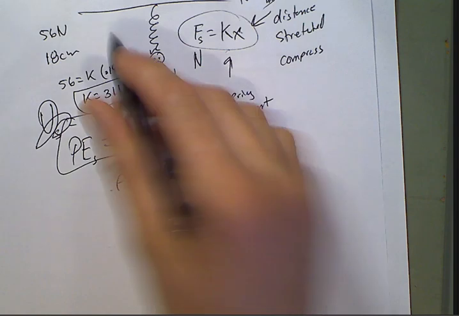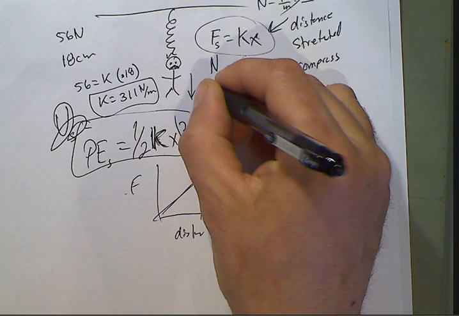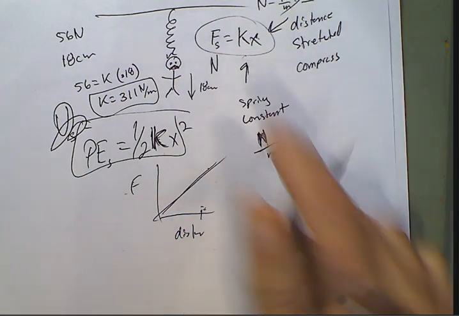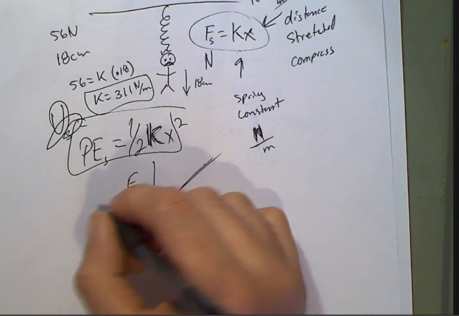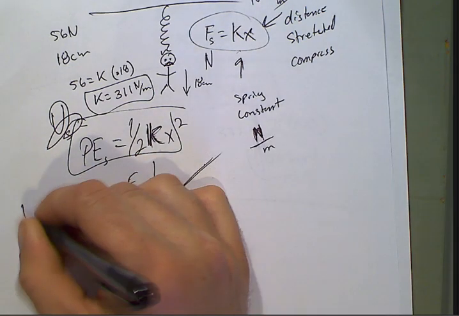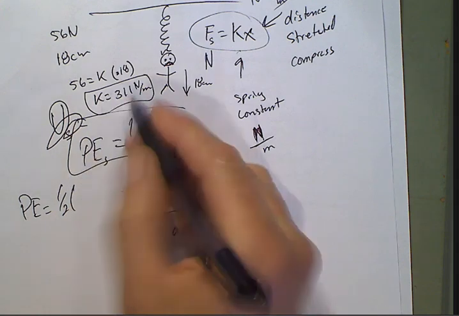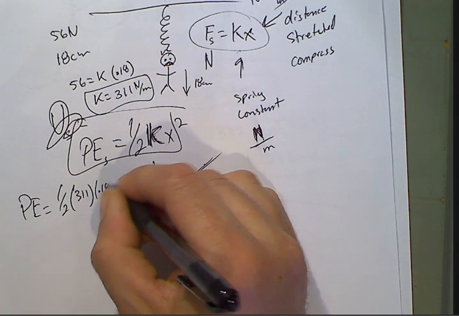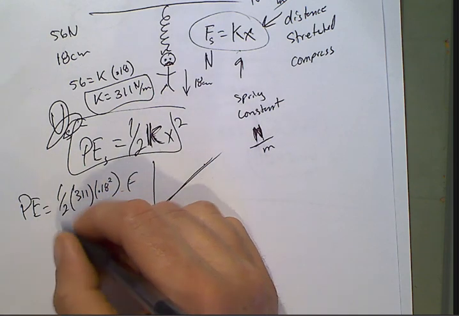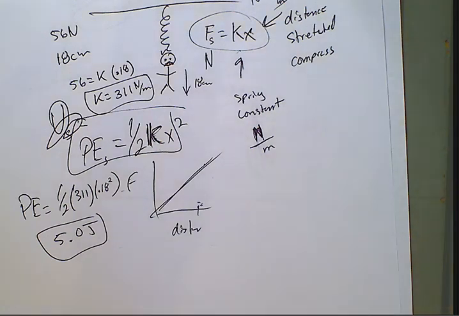What about my potential energy, if I stretch this guy 18 centimeters? I could solve that right over here. So my potential energy equals 1/2. I know that my spring constant is 311 because I just solved it up there, times 0.18 squared. Boom, boom, boom. And I get 5.0 joules. There you go. Easy peasy.